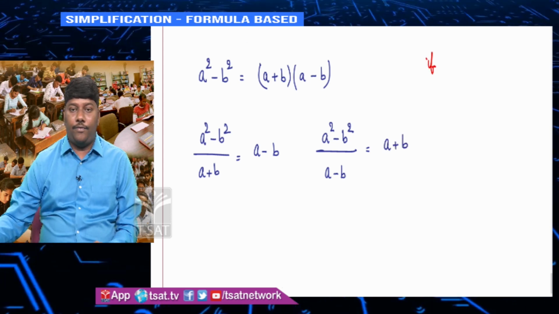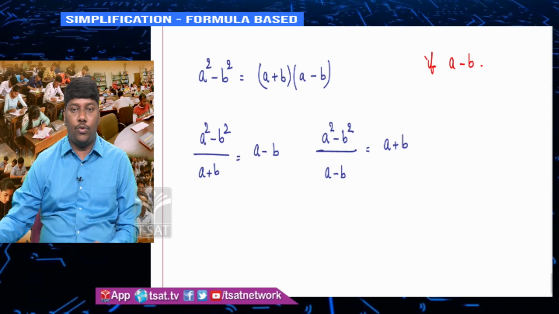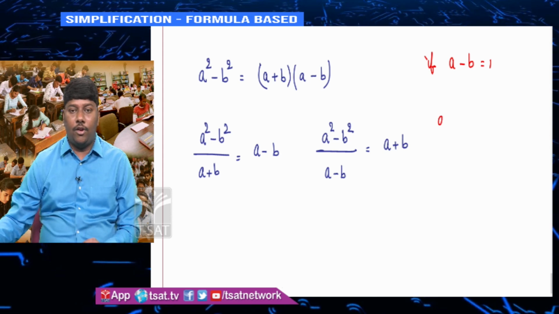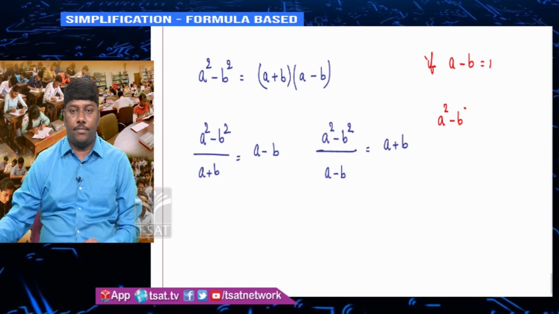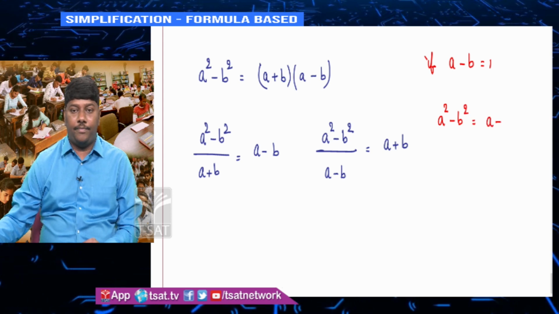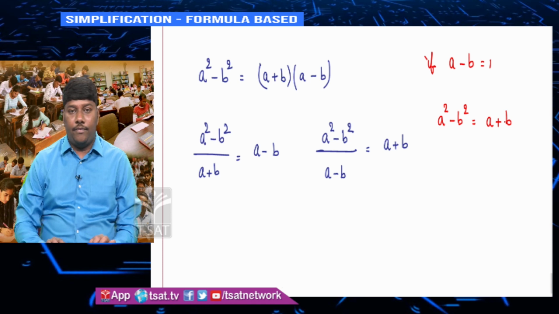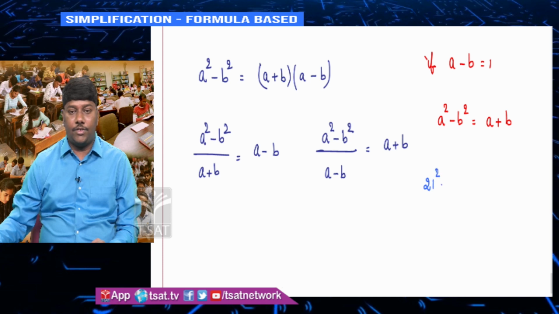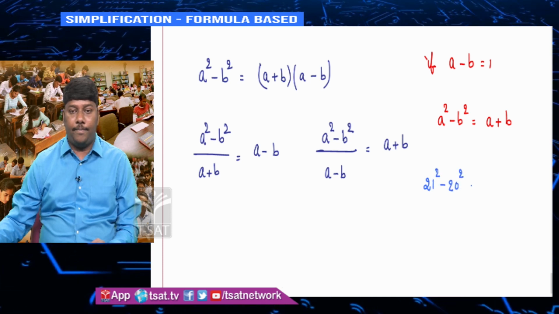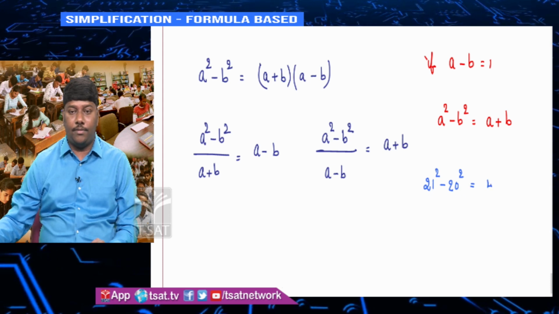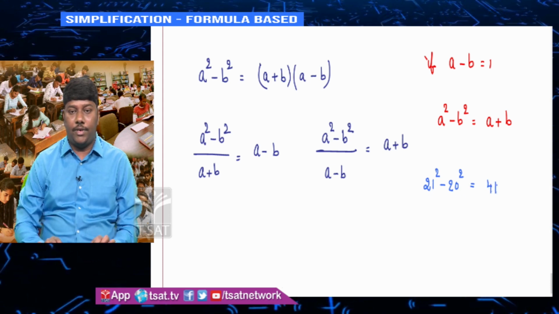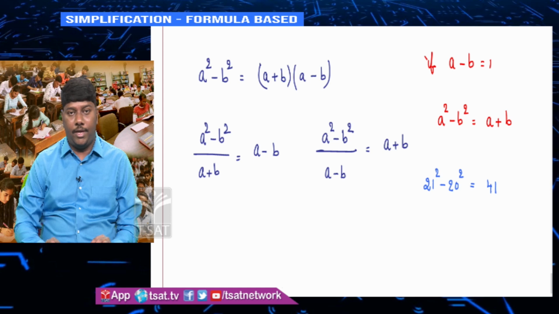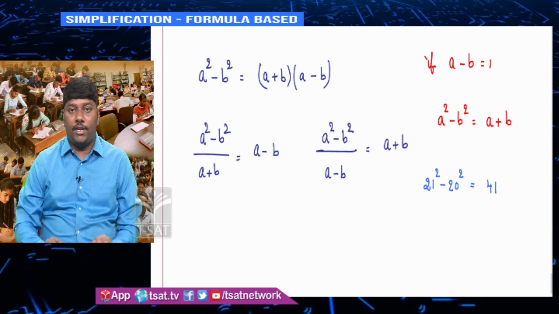Suppose a minus b is 1, which means a and b are two consecutive integers, like 7 and 8 or 8 and 9 or 9 and 10, something like that. Then you can always say a square minus b square is equal to simply a plus b, because we know a minus b is going to be 1. For example, if you have 21 square minus 20 square, by looking at it you can say the answer is 21 plus 20, that is 41. So 21 square minus 20 square, the difference between them is simply 1. Therefore, a square minus b square becomes a plus b. Now the formula is very simple. Now look at the application.